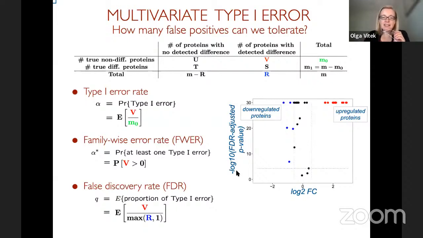But currently, if you look at the FDR adjusted p-value cutoff, it means that the average proportion of false positives in the list of claimed changes is as specified. So if we select the cutoff at 5%, then we expect 5% false positives in our list.